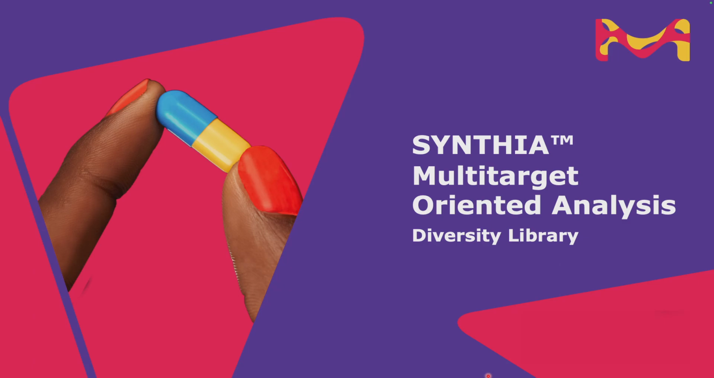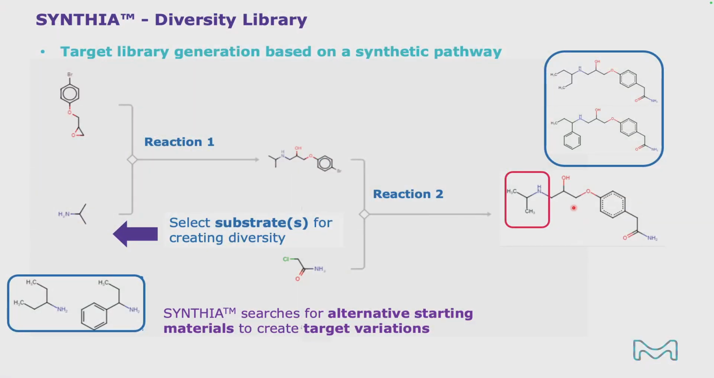So what it does, it enables you to automatically design target libraries based on the synthetic pathway. So what the user does here, he or she selects starting materials which they would like to diversify. And with this selection, Cynthia generates a library of targets that are similar to the original one.